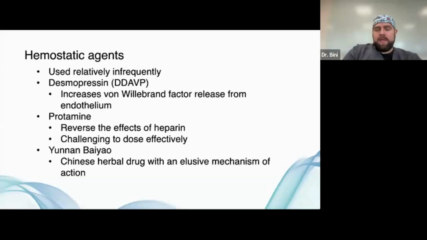Protamine is probably not used that commonly either. This is normally used to reverse the effect of heparin. So if you have a patient that received heparin, protamine can be used to reverse it. And then Yunnan Baiyao is probably the most common drug out there that people use to improve coagulation a little bit. It's a Chinese herbal drug, and the mechanism of action is not fully understood at the moment. But people do use it, and it seems to work. It's just we don't know how, really.